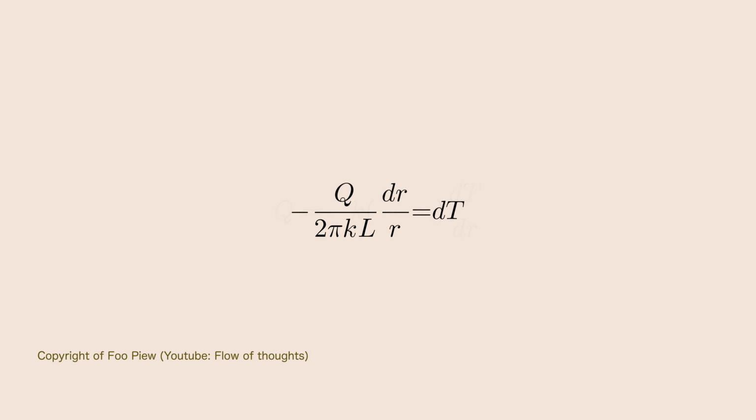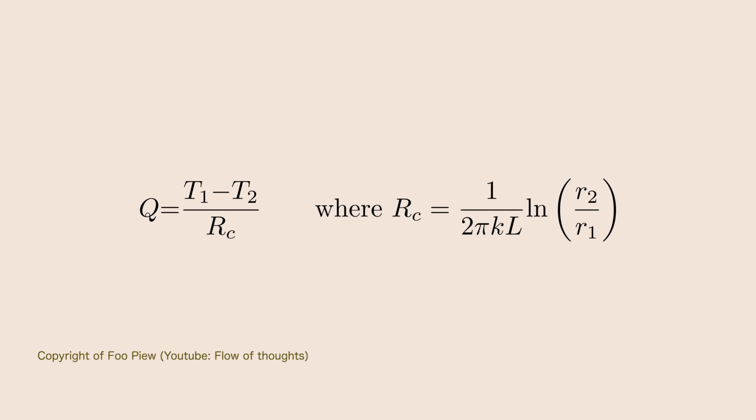By rearranging the equation, we can integrate Fourier's law to find the temperature distribution within the pipe wall and the overall heat transfer rate. An essential concept here is thermal resistance, analogous to electrical resistance but for heat flow. We can express the heat transfer rate in terms of the temperature difference and the thermal resistance.